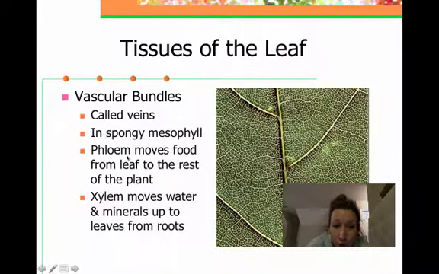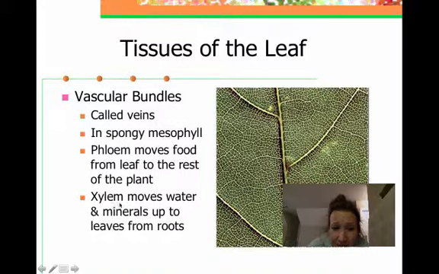There's a phloem and a xylem. And if you remember the song that I taught you, the xylem flows up, the phloem flows down. The xylem flows up, the phloem flows down. So that just tells you what direction those veins move.